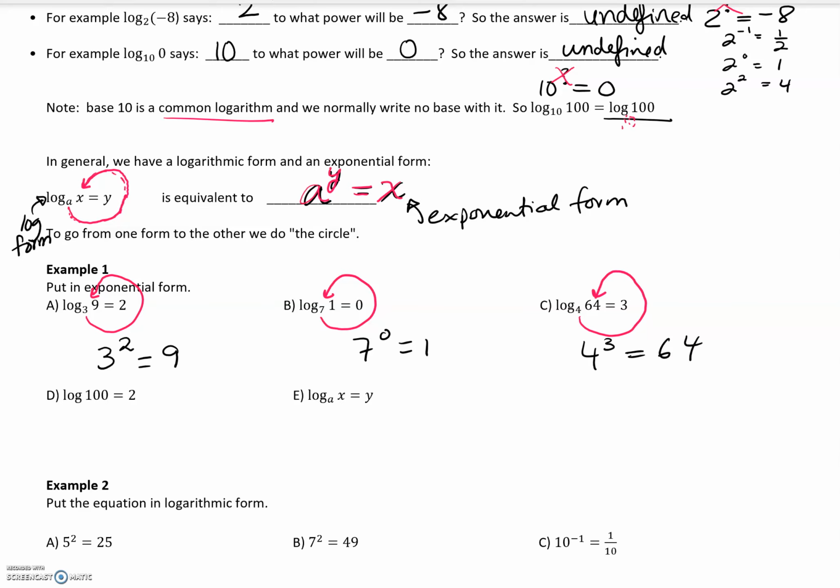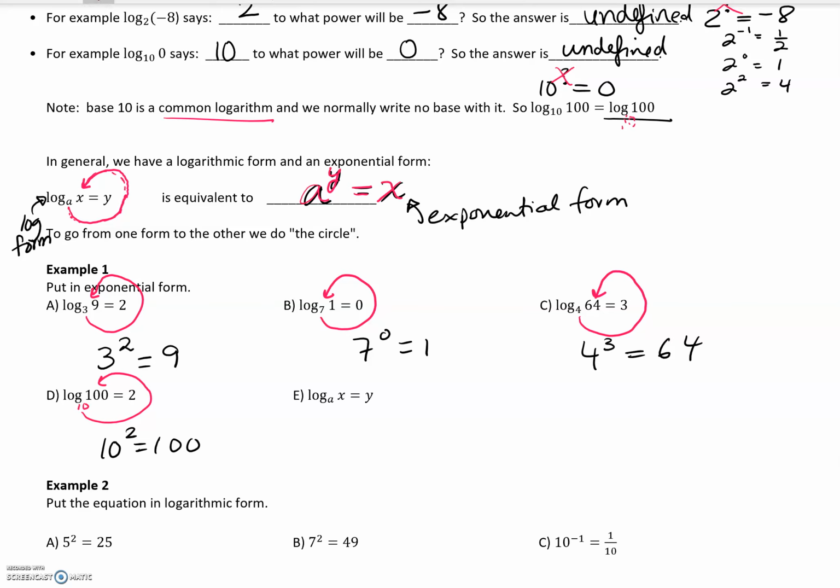Now go ahead and pause the video and try to do parts D and E on your own. Alright, so for part D, we have a missing base, which means it must automatically be 10. So I've got 10 to the second gives me 100. And all of these, notice the math makes sense. 10 squared is equal to 100.